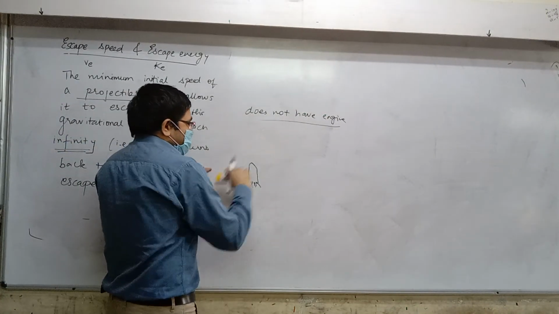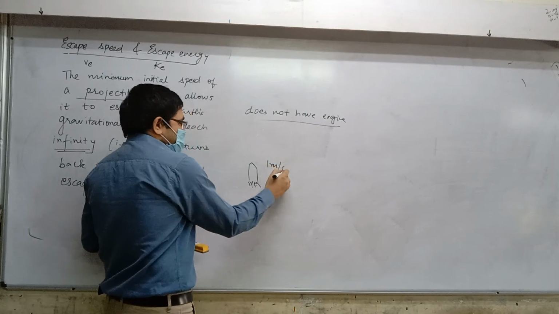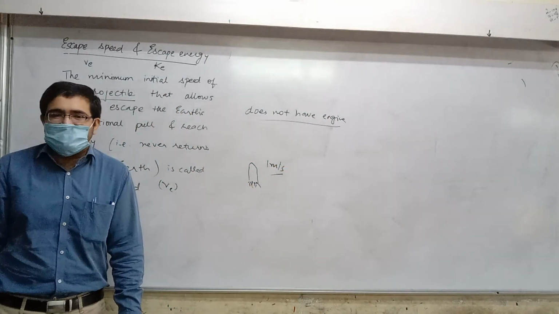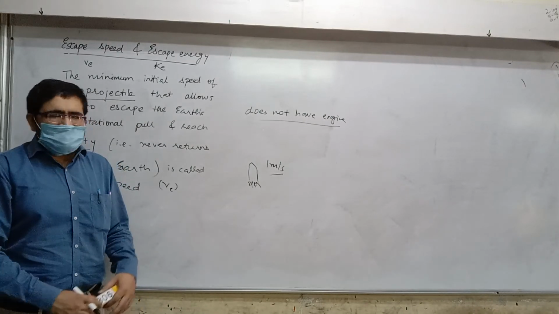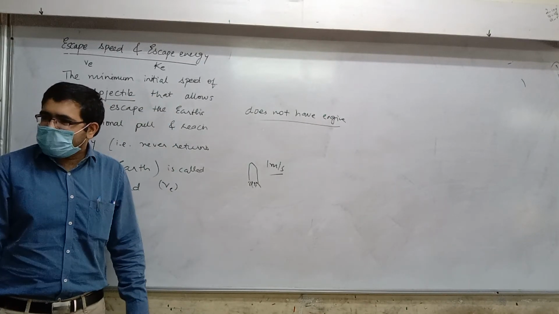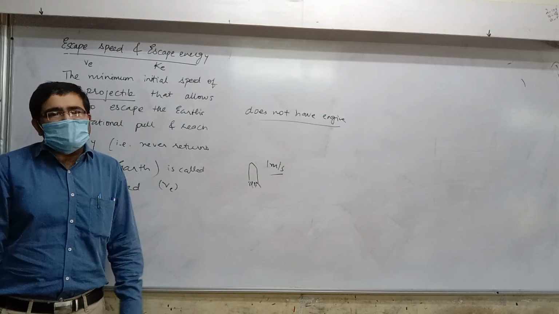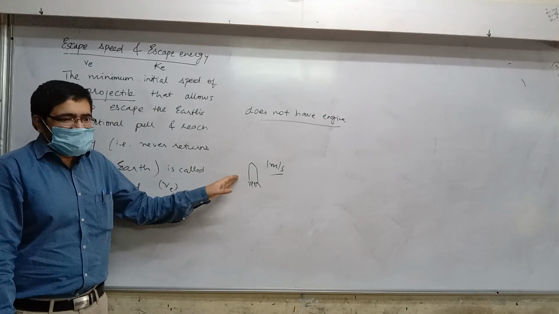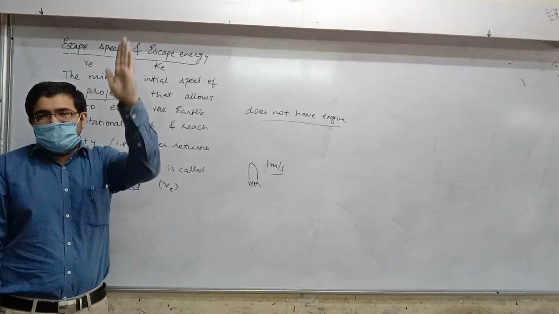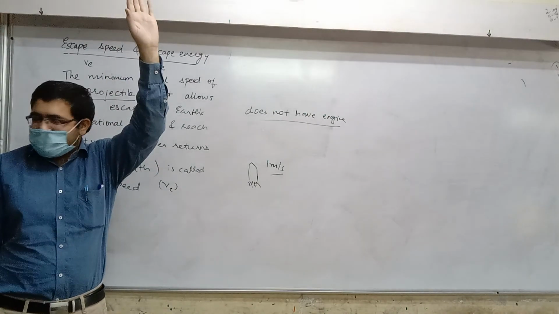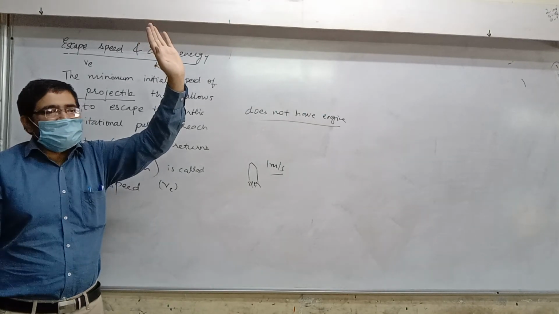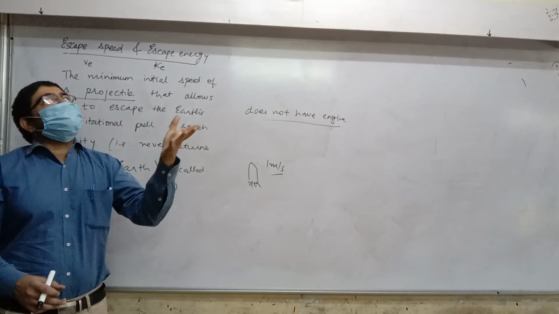Suppose a rocket always moves with a constant speed of 1 meter per second. Then it will escape Earth's gravitational force and reach infinity, because it has an engine that keeps a constant speed of 1 meter per second while going up. You understand what I am saying? It will not come back. But why does a duster come back down?